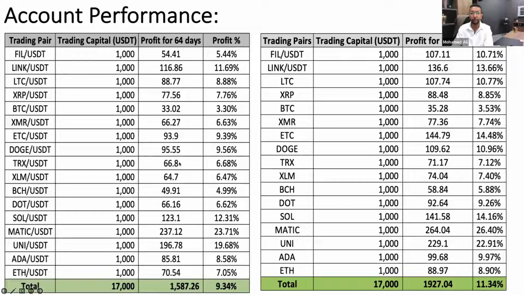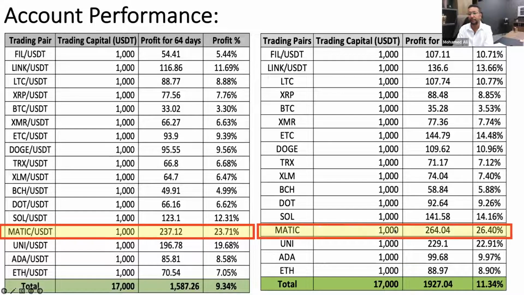Again, we don't know how the market is going to behave in the next 10 days or the next 1 month or the next 1 year. The bot is only going to be climbing the candles and buying and selling based on the algorithm I designed in it. The highest performer is still the Matic. Matic had given 23% previously, and now it has risen to 26%. Almost all the coins have given more profit.